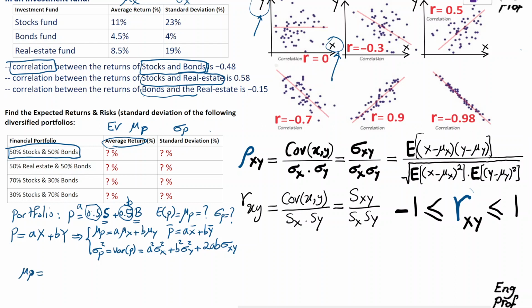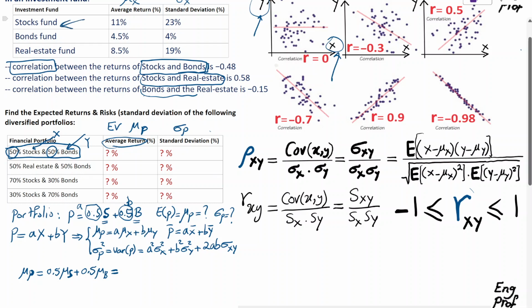is 0.5 for a, mu of x, which is mu of basically s, because x for us is the stock investment return, and b is 0.5, and mu of y for us in the first line is bonds. So y is bonds, and x is a stock, and these 50% are the a and b. So mu of bond. Okay, we're going to use the information in the first table.